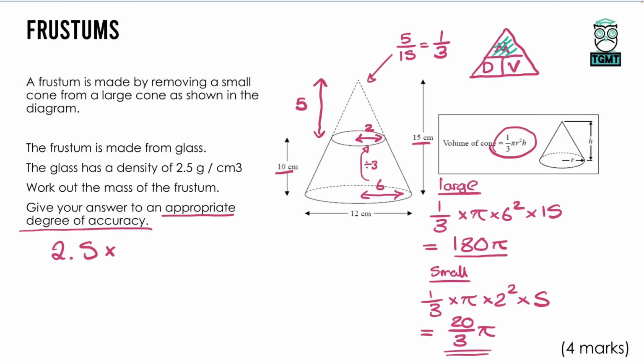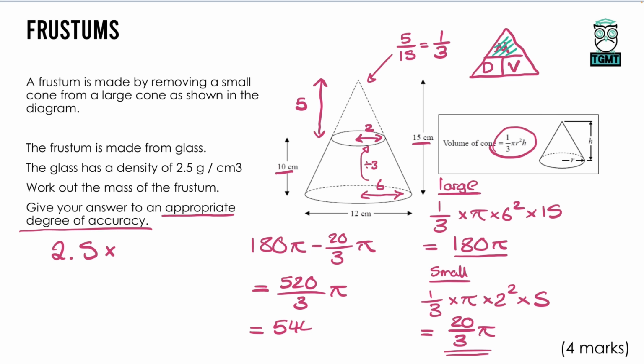So to find the volume of the frustum, which is the whole goal here, because then we just have to times it by 2.5, I just need to do the 180 pi, the large cone, take away this 20/3 pi, which is the small cone, and if we work that out, 180 pi, subtract the smaller one, we get 520/3 pi. You could at this point write it as a decimal if you want. The decimal is quite a large one.